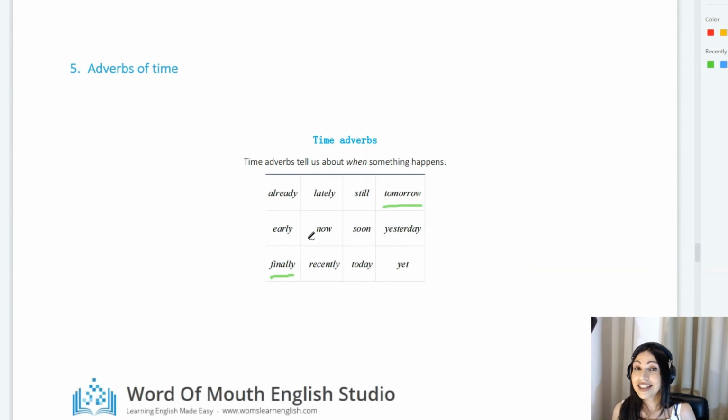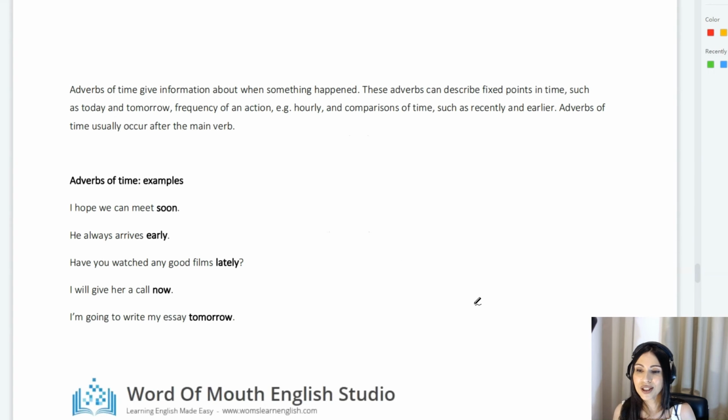Okay. Today, I haven't seen Matthew. I haven't seen Matthew yet. I've finally received that letter. So, how do we use them in context? First of all, they can describe fixed points in time. That's important to remember. Like today and tomorrow are fixed time references.